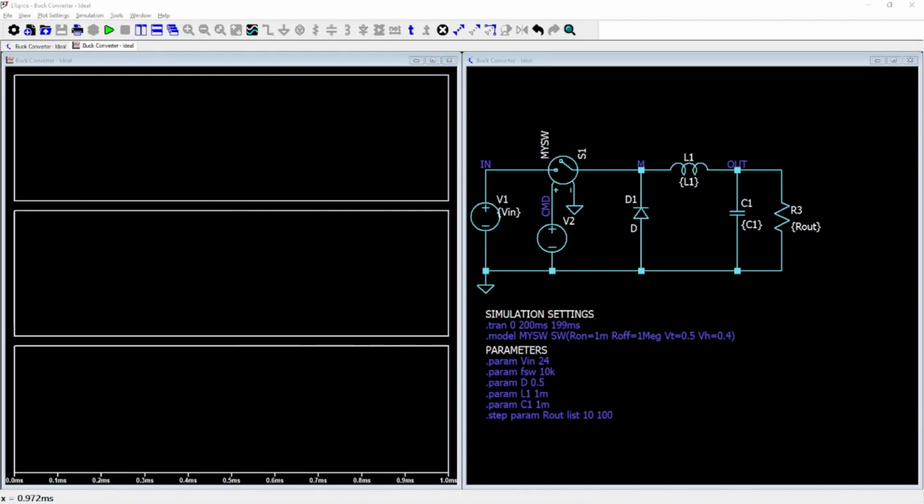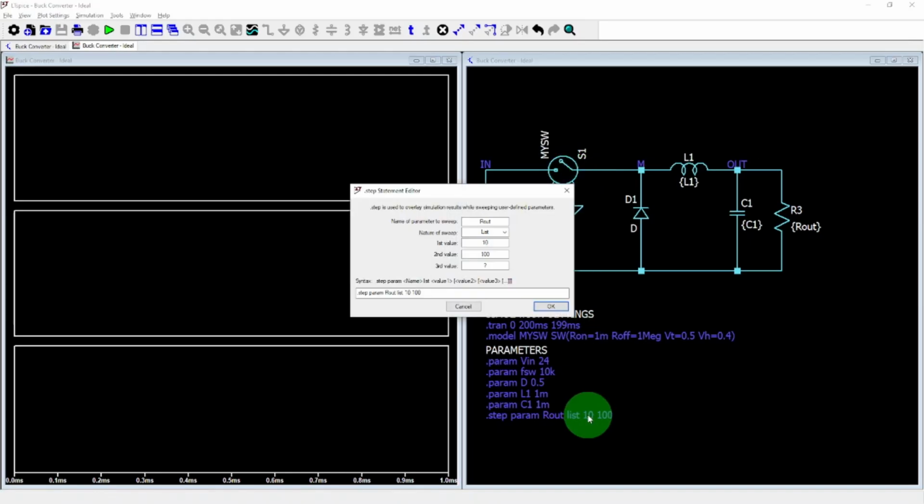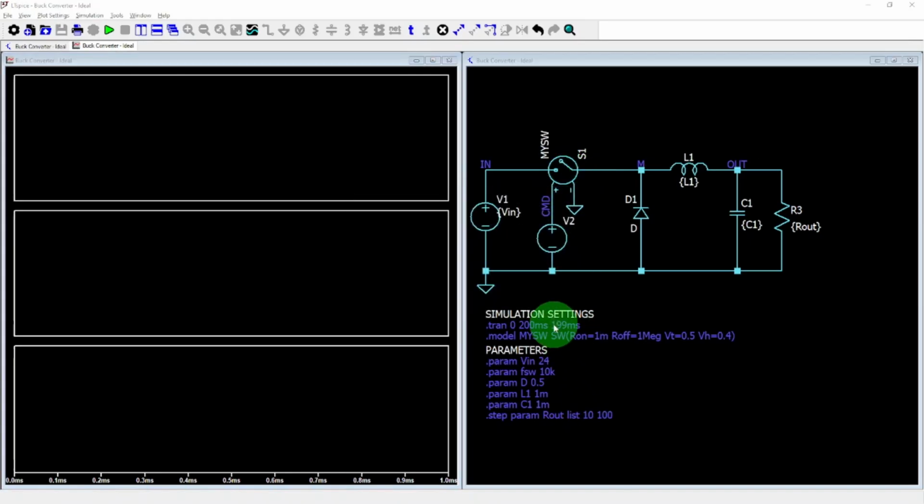Let's set up the usual simulation in LTspice to analyze this mode in more detail. We'll use a 24-volt input, a 1 millifarad output capacitor, a 1 millihenry inductor, a PWM signal at 10 kHz with 50% duty cycle, an ideal switch without feedback. We'll simulate two resistive load values, 10 ohms and 100 ohms. We'll run a transient simulation for 200 milliseconds and plot the last millisecond.